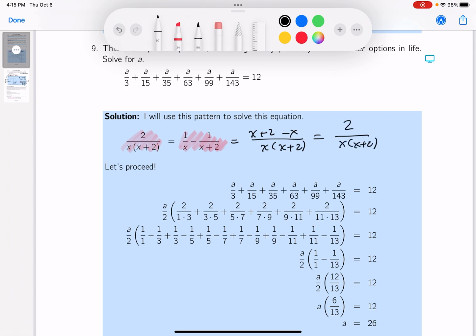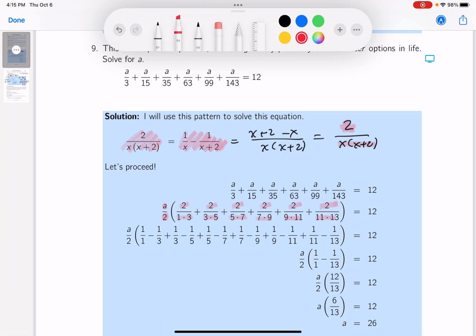Well, after looking for the LCD, I kind of see these things. And what I mean by that, they differ by 2. 1 and 3 differ by 2, 3 and 5 differ by 2, 5 and 7 differ by 2, and so on. They all differ by 2. So I wanted to get it to look like this. And the way I did that was I factored an a out, and I factored out a 2 in the denominator, so I'd get these terms over here now.